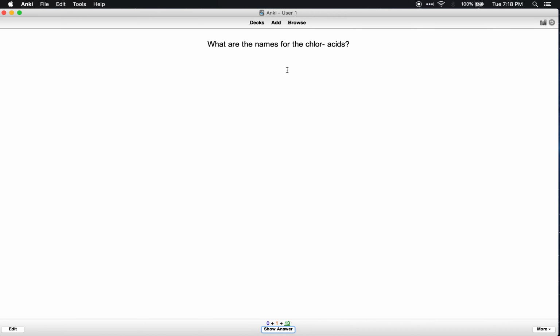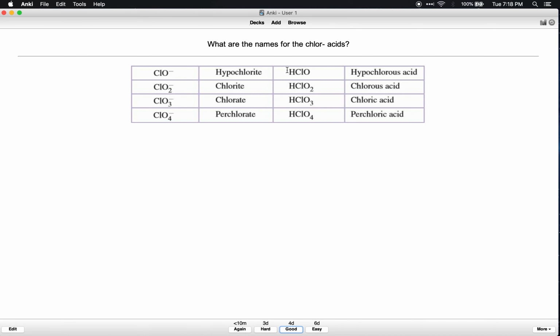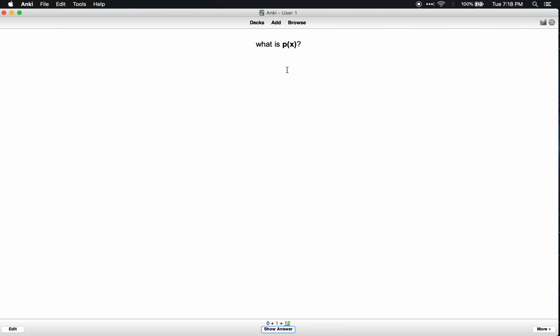So we have hypochlorite, which is ClO minus. Chlorite, ClO2 minus. Chlorate, ClO3 minus. And perchlorate, ClO4 minus. Px is negative log of x. Conjugate base is just the product when an acid loses its proton.